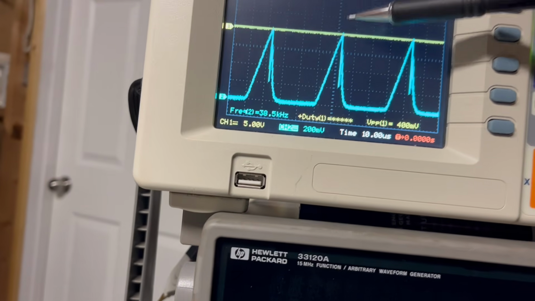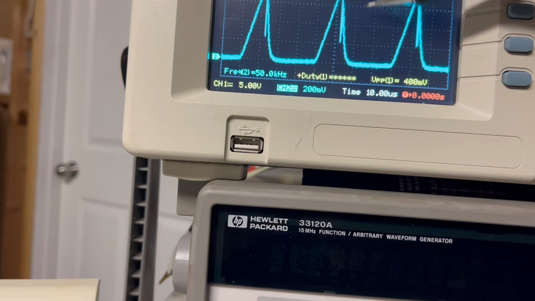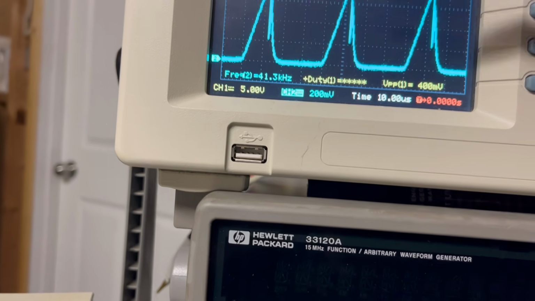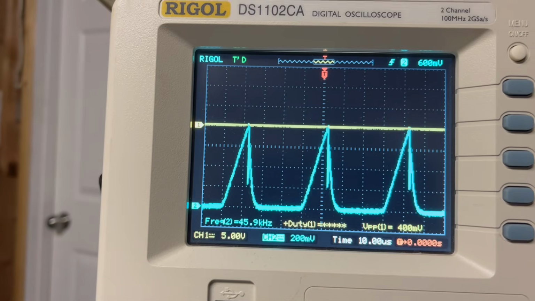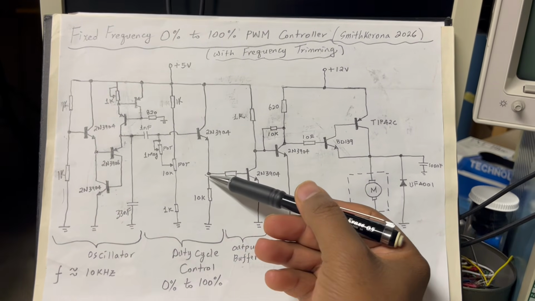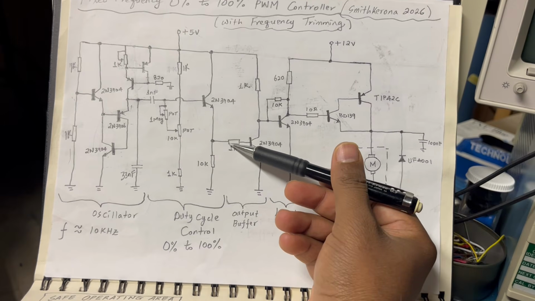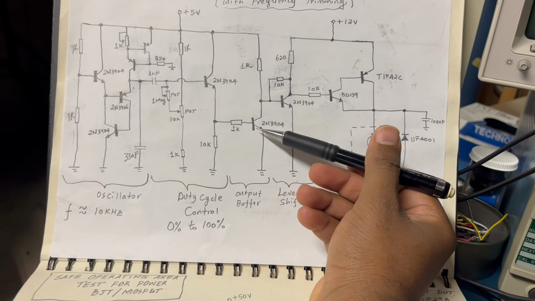So is the peak where this is 200, right? 1, 2, 3, 4, right? So the peak of this goes to about 0.8 volts, right? Now that 0.8 volts is right here. It will go through this 1K resistor, gets converted into a current, and basically controls this switching transistor.